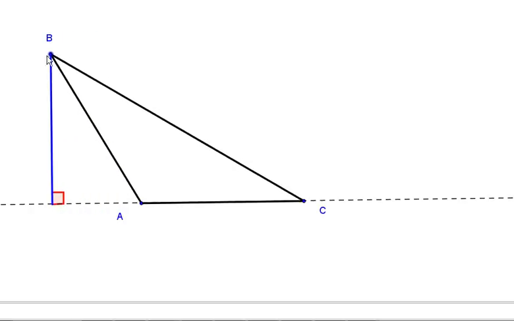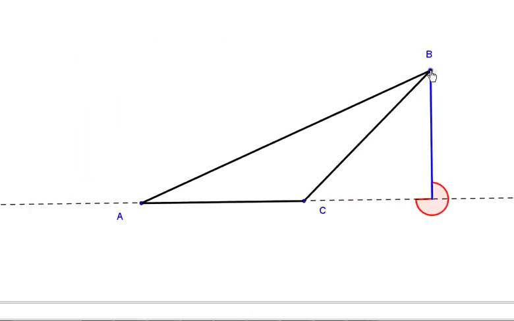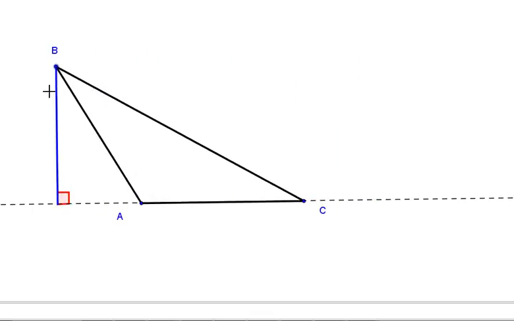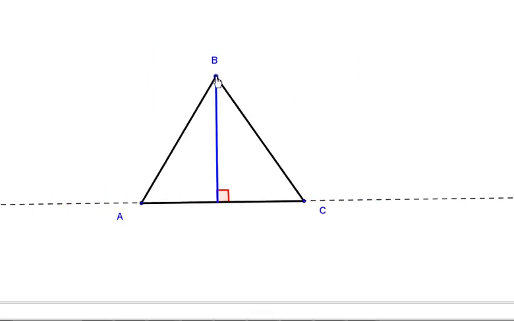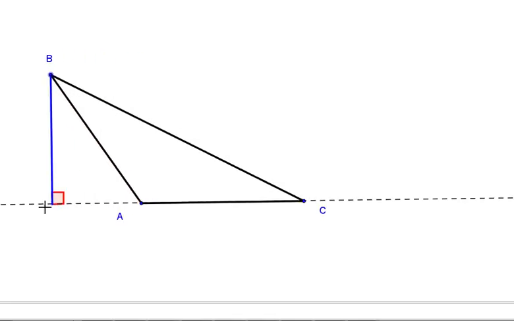Again, remember altitude measures height. So it's only interested in B's distance above this extended line. I can move it to the other side as well. No matter where B is, we just want its distance above this line. So altitudes can be on the inside of a triangle, they can be a leg of the triangle, or they can be outside the triangle.